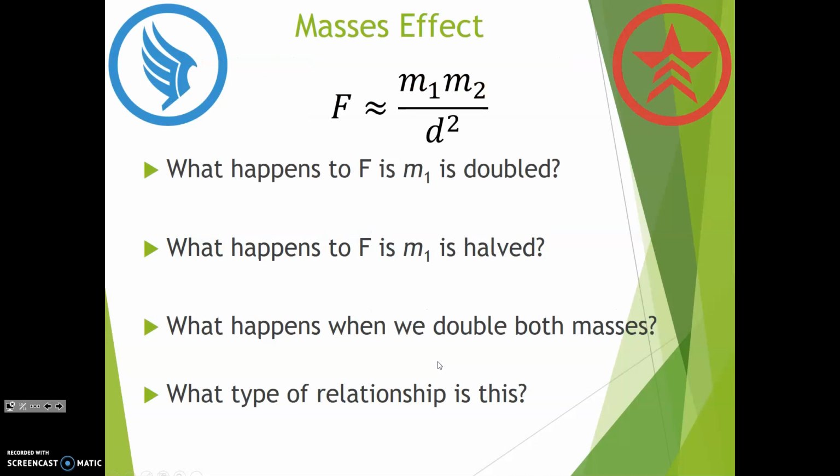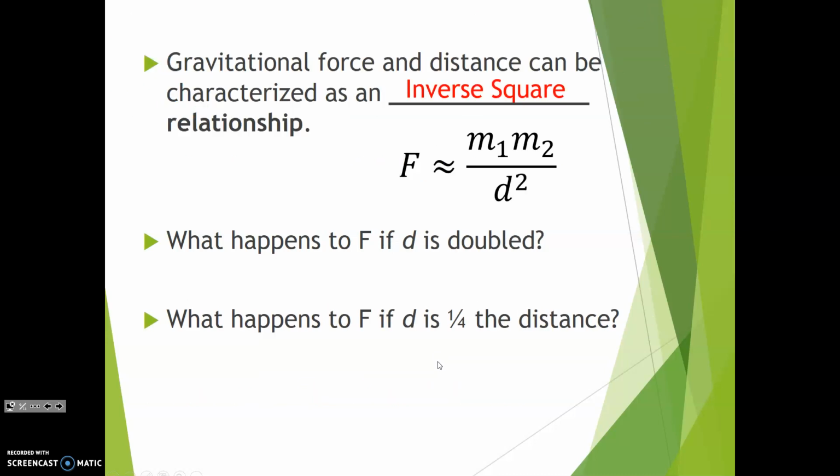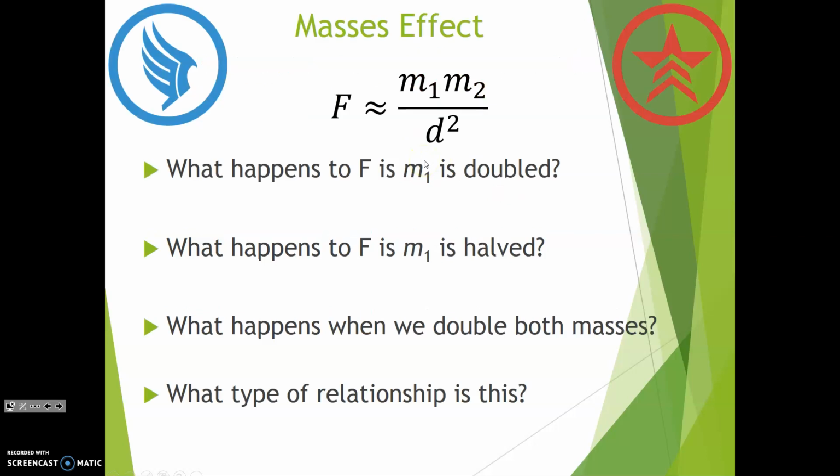So, what will happen if the distance is doubled? Well, if you double the distance, that's going to be double squared, or 1/4 of the total amount of force. But mass is a proportionality, because it's not being squared, and as you double the mass, you double the force. So what happens if mass 1 doubles? It just doubles. If you half mass 1, you half the force.